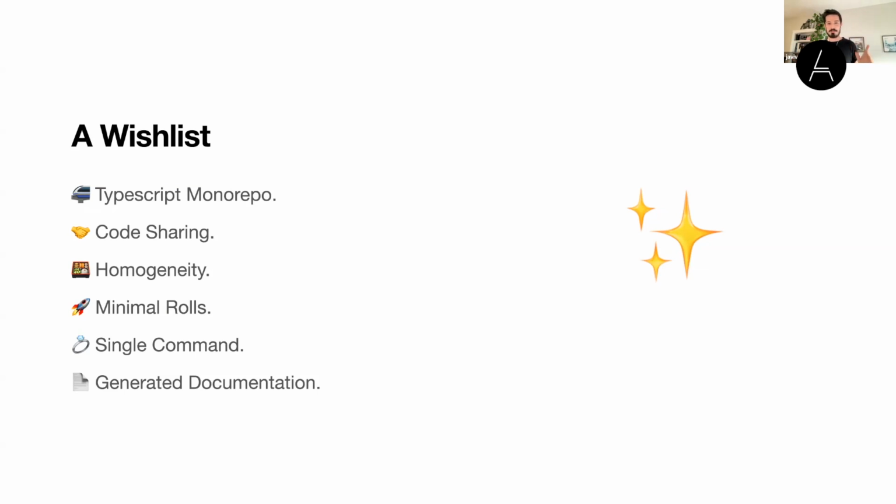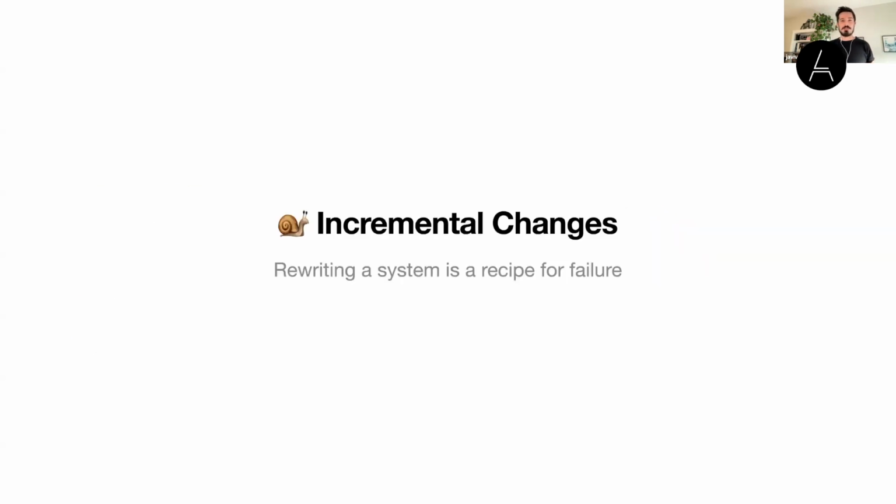Maybe I caught your attention there, but no, obviously we didn't do that. We went with incremental changes, because rewriting a system is literally a recipe for failure. You don't want to do that ever. Never rewrite stuff. Go incrementally, changing your system. So how can we get there?